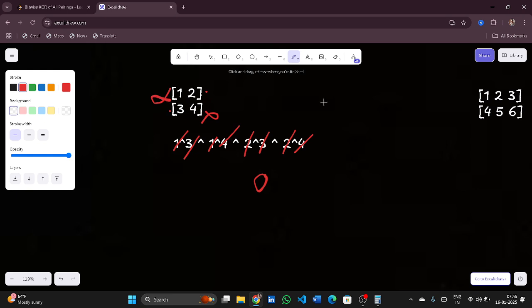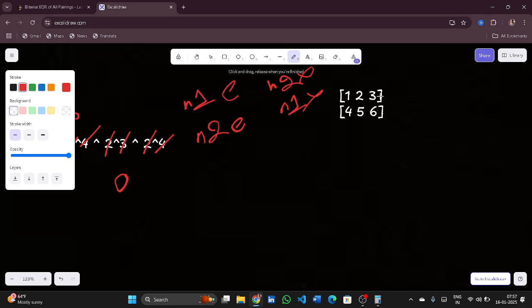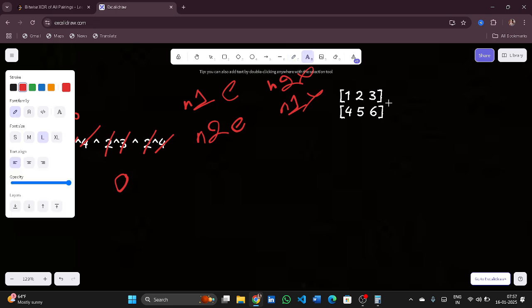That's it. If nums1 is even, then nums2 is cancelled out. Same with the second thing: if nums2 is even, then nums1 is cancelled out. So let me see what happens if both are of odd size. Let me write it over here.